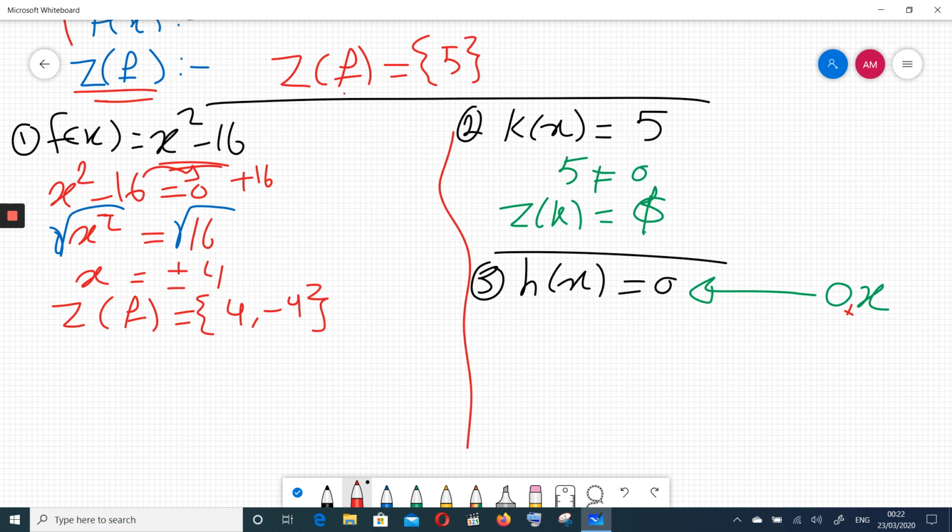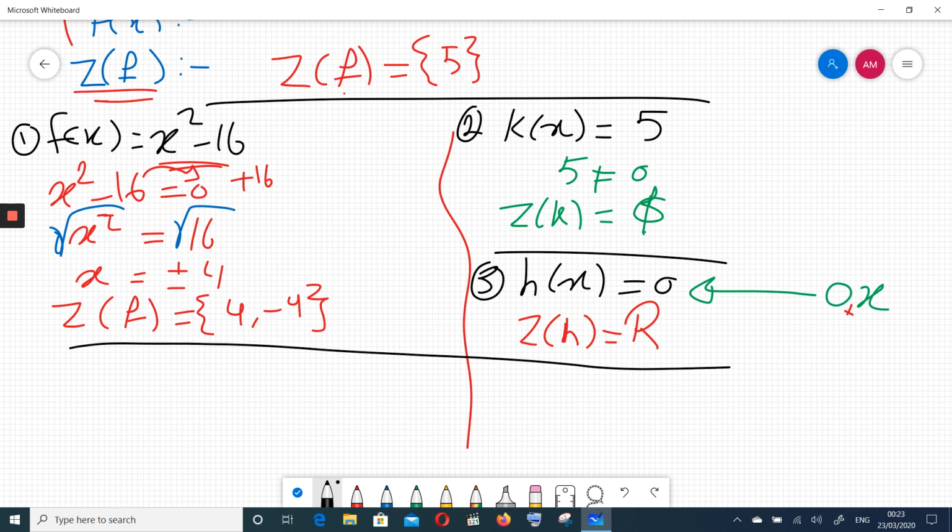So the Z of h here is going to be R, because all the real numbers will give me the answer.